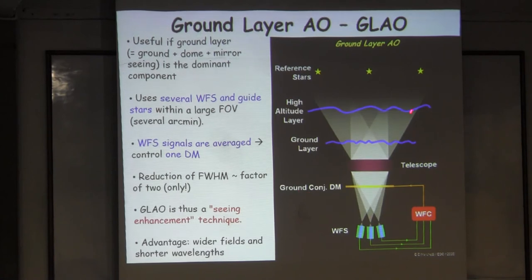Because the atmosphere that is up here, outside the central light cone, is not included anyway. So we only correct for the turbulence that's close to the ground. So by definition, we will not get a good correction, but we get a large field. Okay. So this is more like a seeing improvement system. And many telescopes, because it's relatively simple, many telescopes nowadays talk about ground layer. So that means you only correct the lowest layer of turbulence. You have a larger field of view, but your correction is not very good.